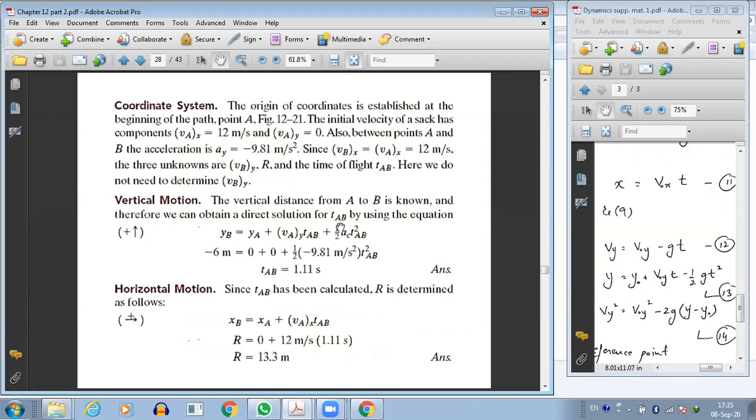You can see the solution here. You see, yB is -6, I told you. And then this term is also 0 because vfi is 0. Substitute all the values, you get the time. Substitute here, you get the range.